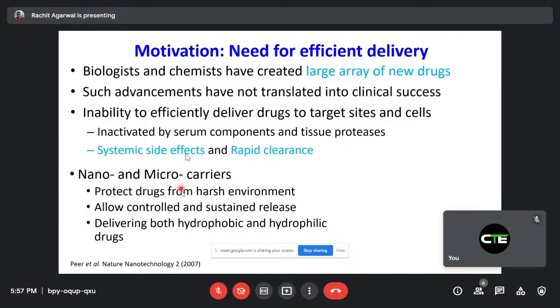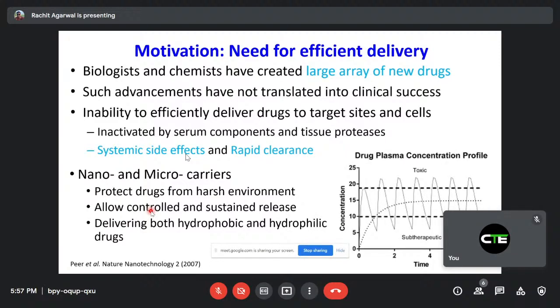What they do is protect the drugs from the harsh environment. When you inject the drugs, there are things like low pH, and a lot of proteases and enzymes. They also allow controlled and sustained release. Rather than giving a very high dose initially, which gets quickly cleared away from the system, these systems allow you to give a high dose, but only a part of it comes out, which is then available to do its action. And essentially, in the engineering aspect, this is what we're looking at.